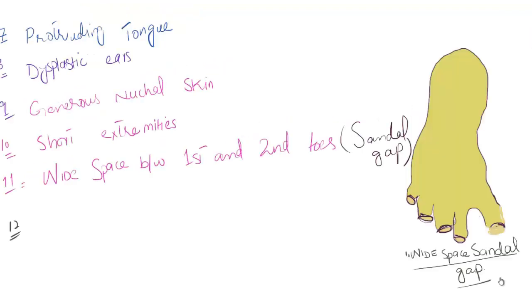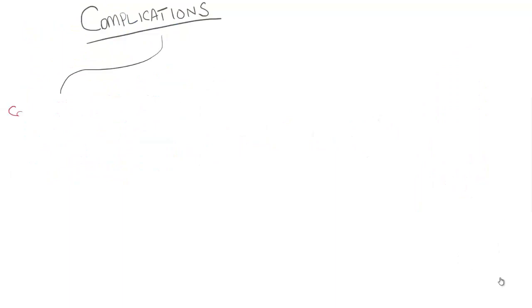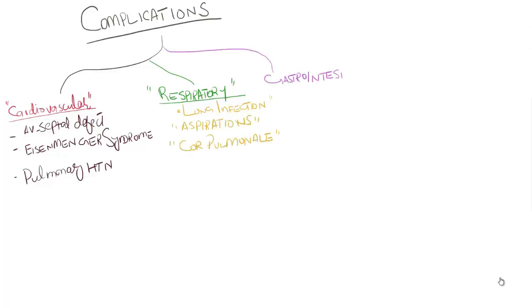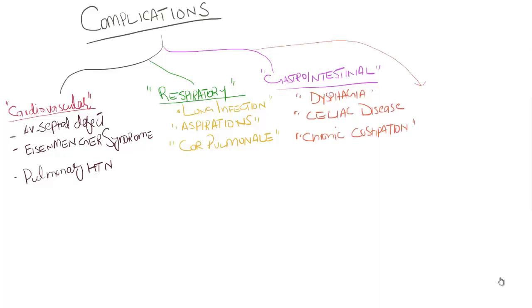What are the complications of Down syndrome? First of all, cardiovascular complications include atrioventricular septal defects. Number 2 is Eisenmenger syndrome and pulmonary arterial hypertension. What are the respiratory complications? Lung infection, aspiration, cor pulmonale. Gastrointestinal complications are dysphagia, celiac disease, chronic constipation, and obesity.